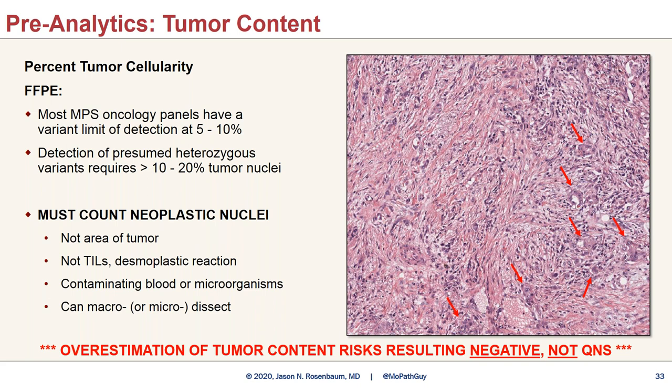Again, it's important to understand that overestimation of the tumor content risks resulting in a negative case when the case may not necessarily be negative. There may really be mutations there. The risk is not that there will be a QNS.